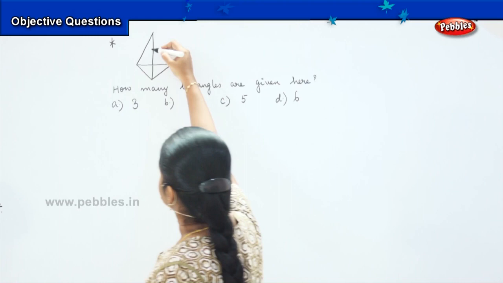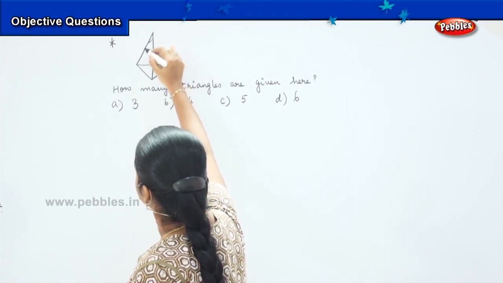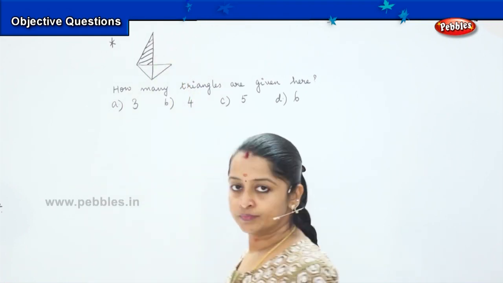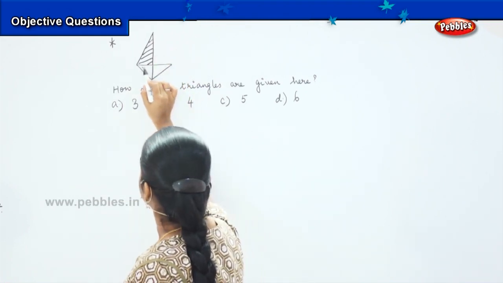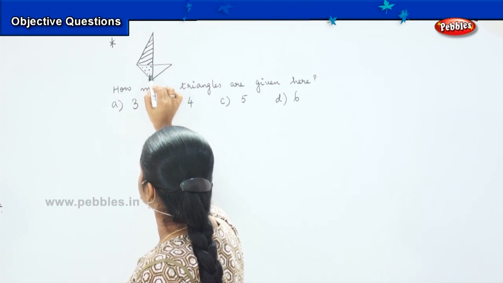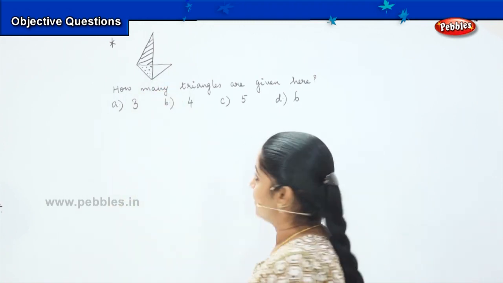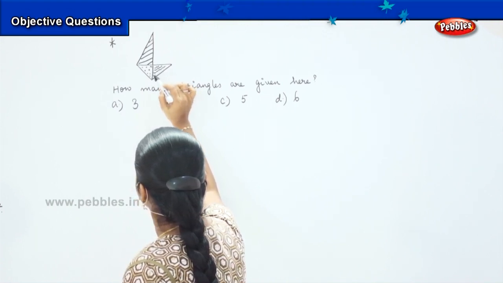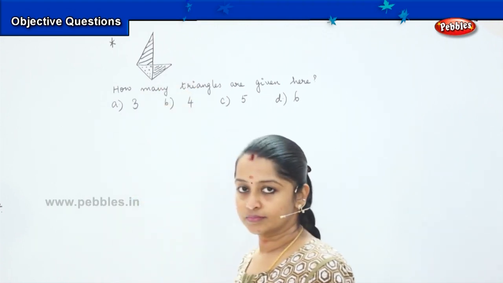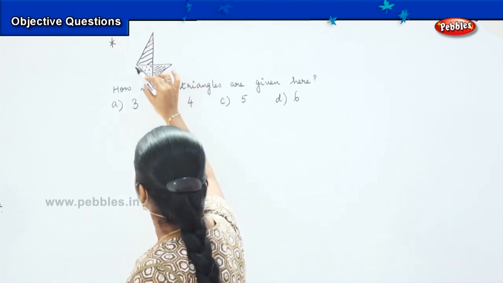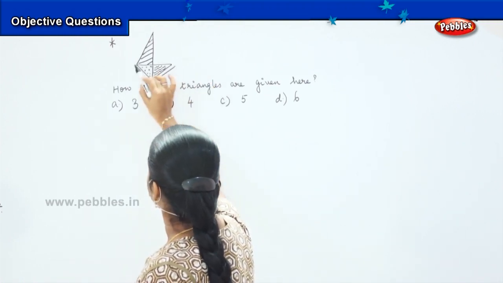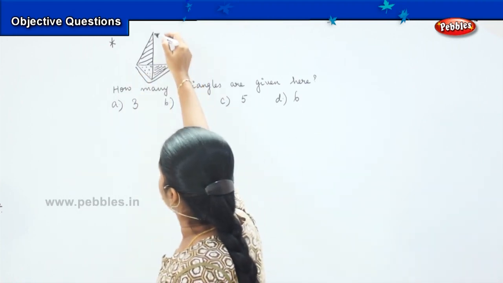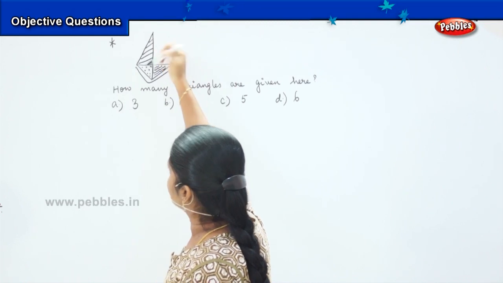Okay. So, this is the first triangle, which I am shading here. Triangle number 2, which I am putting in dots. Triangle 3, which I am just drawing with a curve. Triangle 4 is the combination of these two. And triangle 5 is a combination of these two.